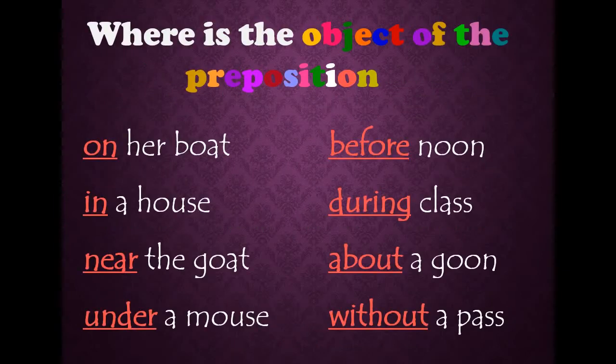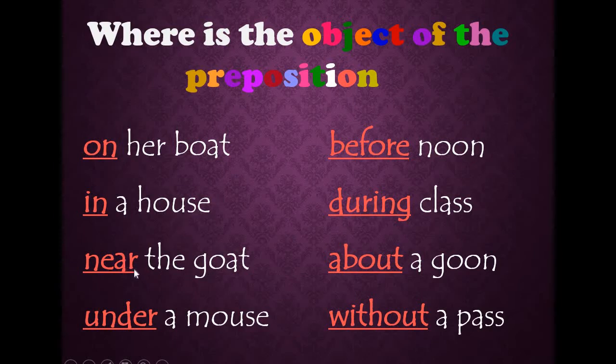Let's take a look at the examples here. I want you to show me in each part where is the object of the preposition. What is the object of the preposition? Look at the first one. On her boat. My preposition is on. Where is the object of the preposition, or what is the noun in this sentence? I'm talking about boat. So the object of the preposition is the word boat. What about here? In a house. My preposition is in. What is the object? House, because house is the noun in this part.